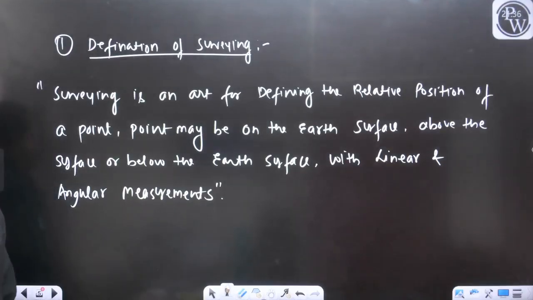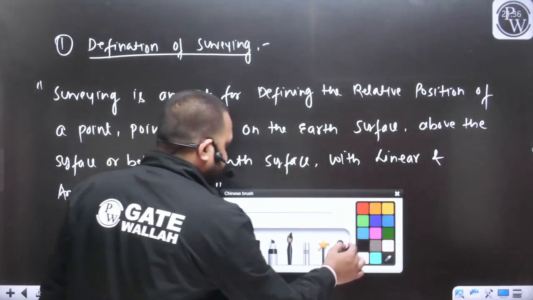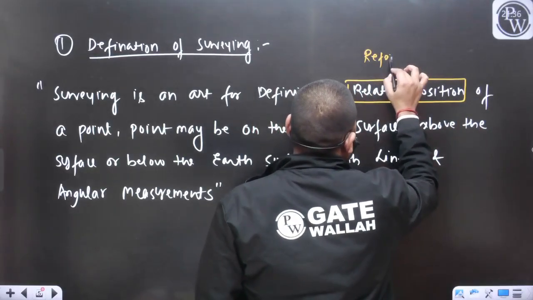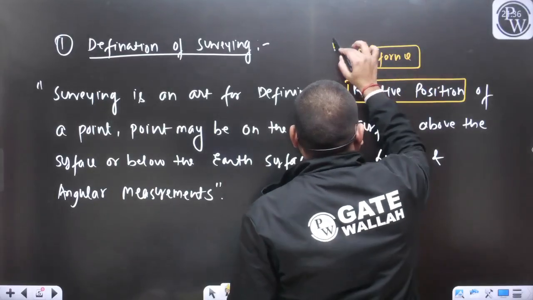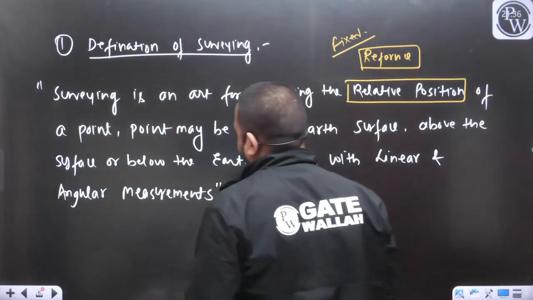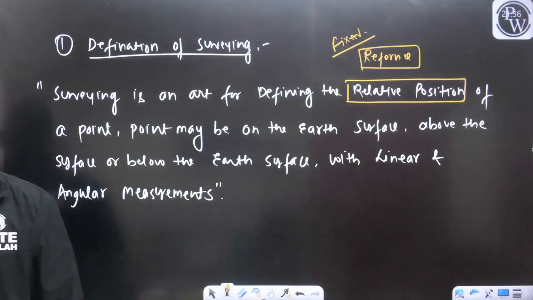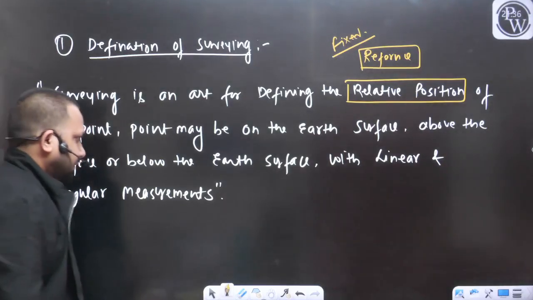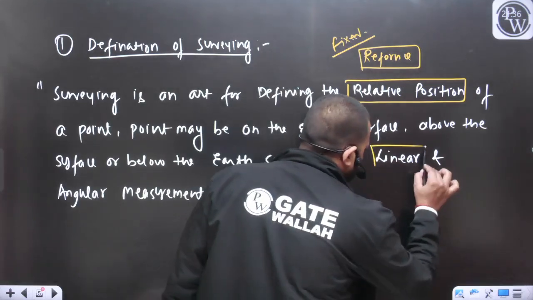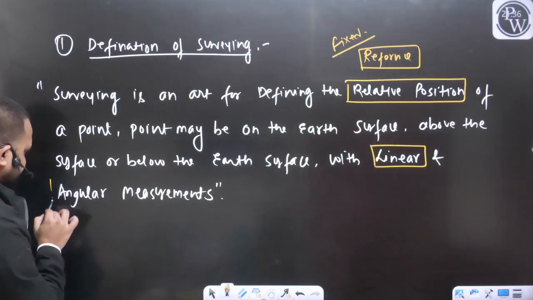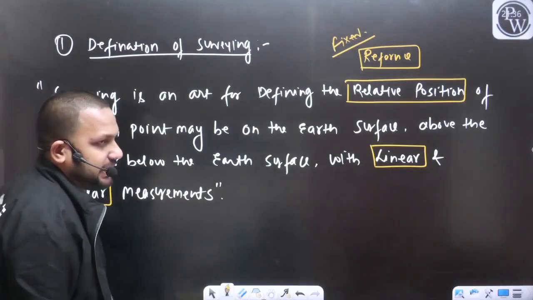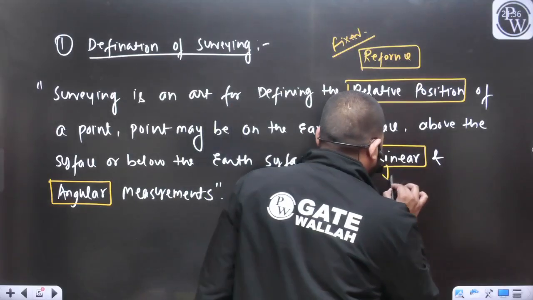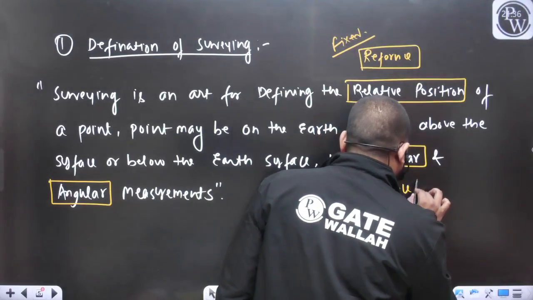So again I am highlighting some important terms from this definition. First was the relative position. Relative position means we will always define the position of any point with reference to a fixed reference point. Without reference we cannot define the position of any point. Yes or no? Then, with the help of linear and angular measurement: linear measurement means measurement of the distances.